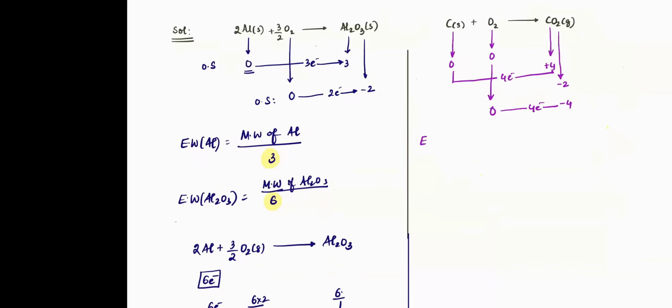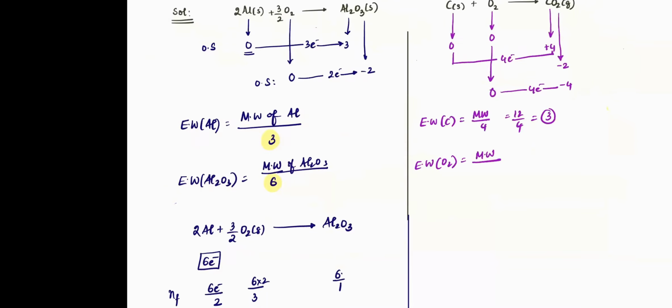So therefore, equivalent weight of carbon will be equal to molecular weight by 4, which is 12 by 4. Molar mass of carbon is 12. So that is 3. Sorry, equivalent weight of carbon is 3. Next, O2. O2 is a fixed one. You can directly write that as well. Molecular weight divided by 4, but which molecular weight? Molecular weight of O2, not single oxygen. So molecular weight of O2 is 32. 32 by 4 is how much? 8. And this is what we learned. Equivalent weight of oxygen is always fixed, which is 8.